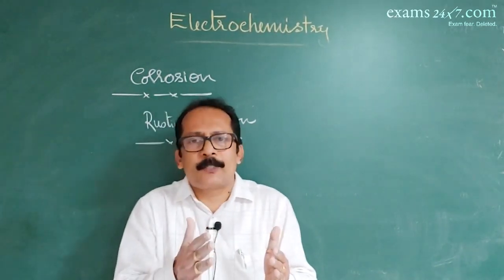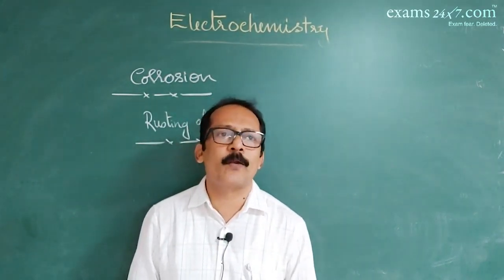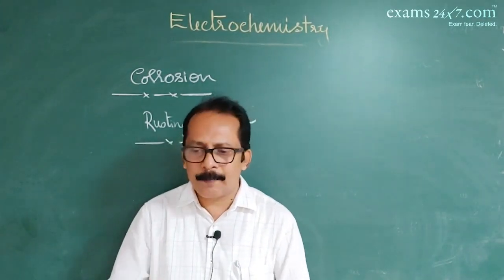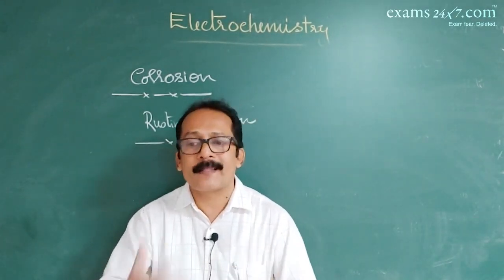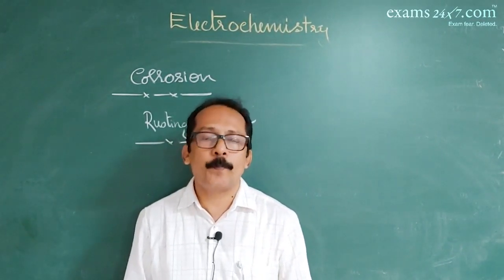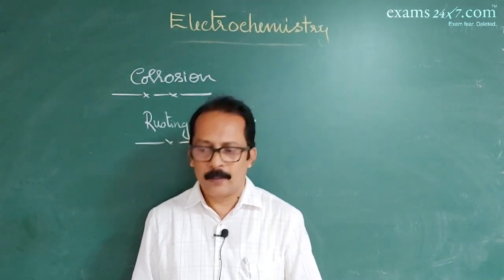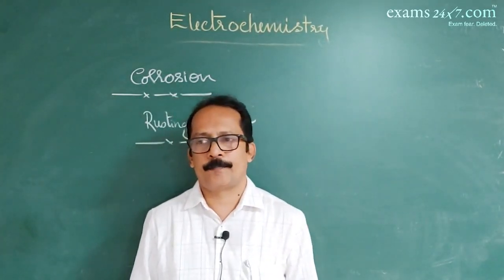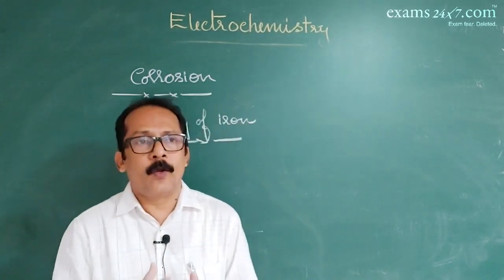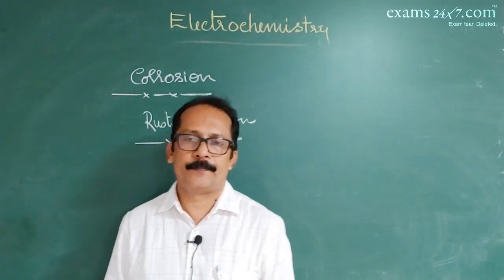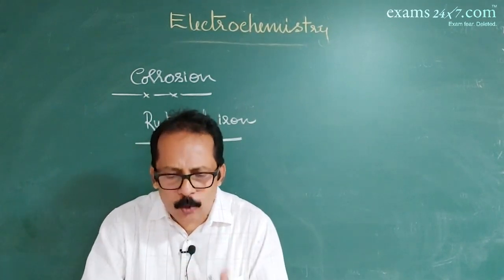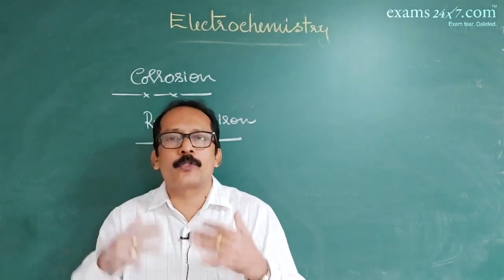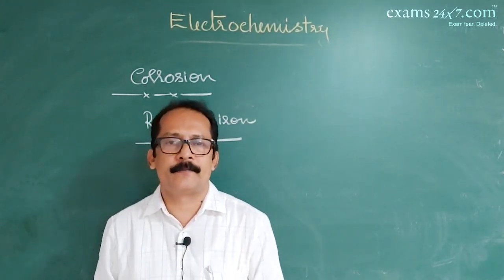A barrier is placed between the metal and the constituents of environment, either by applying paint, or by applying oil, or another metal by a process called electroplating. Now, the next method is sacrificial protection, where iron is coated with a more electropositive metal. As long as this coating is present on the surface of iron, the more electropositive metal undergoes oxidation, thereby protecting iron.